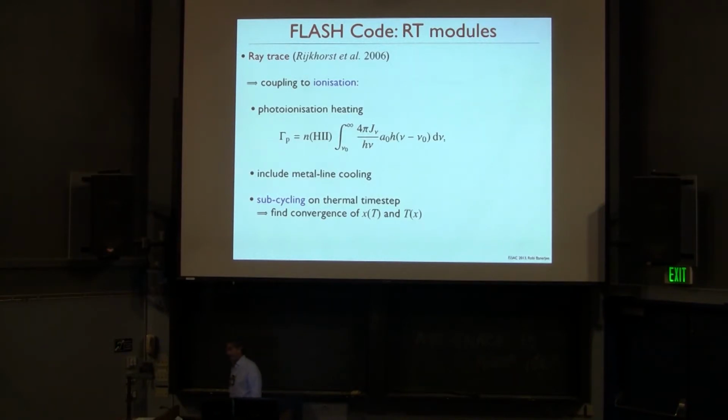And if you ionize a gas, you also heat up the gas. You have to account for this, so you get a photoionization heating rate, which you then include in your hydrodynamics to heat up the gas. And not only is it heated, of course, it can also cool by metal line cooling. So this is also included in these calculations, in his original module here.